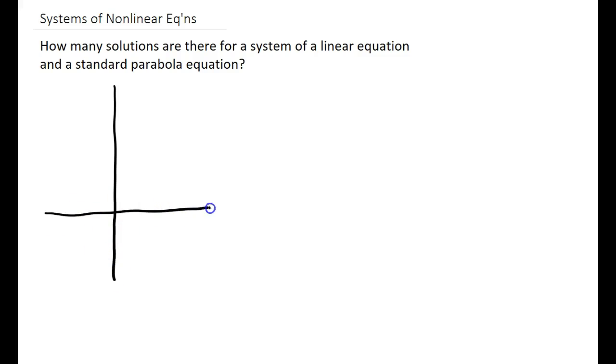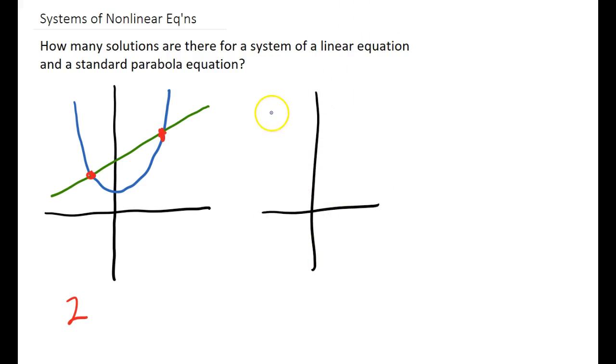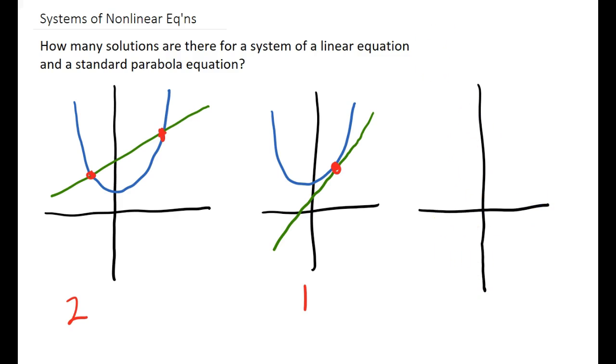So here's my x and y axis. I could have the parabola going like this, and the line going like this, so we could have two solutions. Or I can have the parabola going like this, and the line tangent to the parabola, which means I would have one solution. Or I could have the parabola going like this, and the line completely missing the parabola, which means there would be zero solutions.